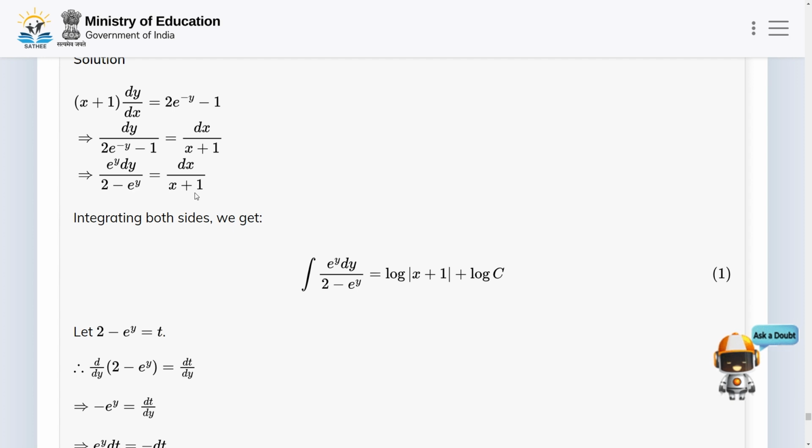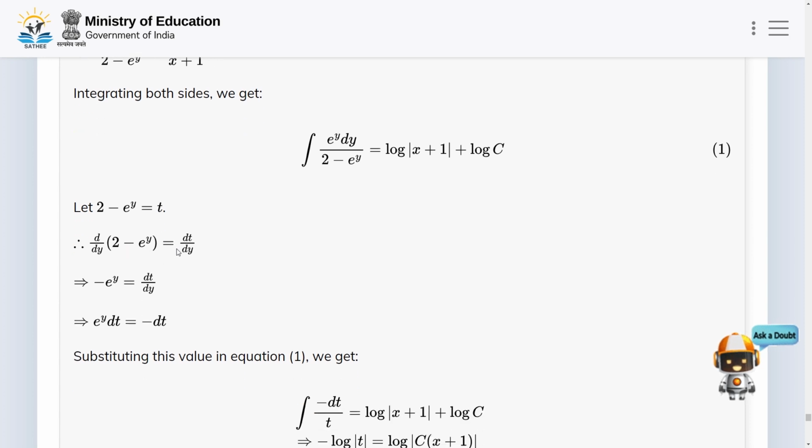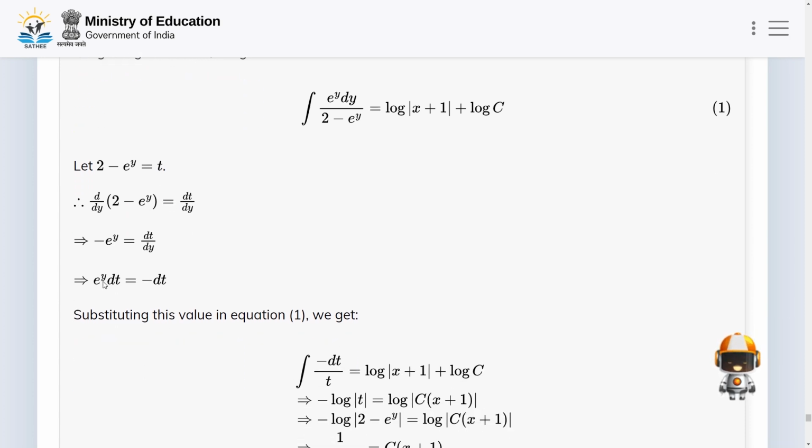The right hand side you will get log of (x + 1) plus log c. And the left hand side you will do the substitution method, where the denominator we are taking as t, which is 2 - e^y = t. Differentiating, you will have -dt as e^y dy. This means you can directly replace your numerator. This will be just the integration of 1/t.